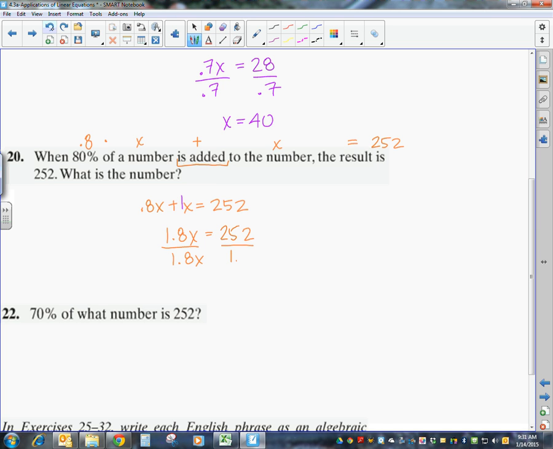Oops. I tell y'all that all the time. Don't ever divide by that variable. I don't know why I wrote that x. So divide by 1.8 on both sides, and x is going to equal 140. So my answer will be 140. You use your calculator and find out what 80% of 140 is and add it to 140 and see if you don't get 252.